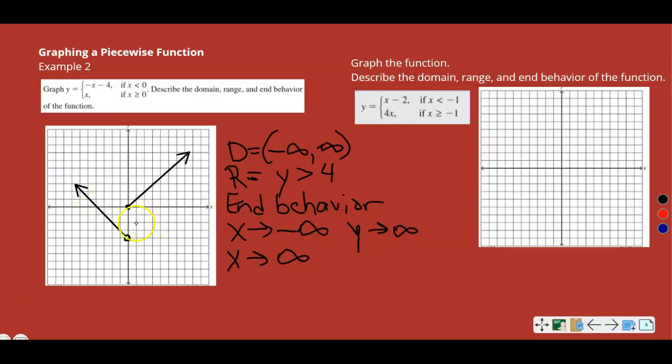And then what happens on the other side? So this says when x approaches infinity. So when x is going towards the positive side, you can see the arrows going up. Y's are also going up, which means it's approaching infinity, because those arrows mean it's continuous. It's not going to stop. All right, that's all for that one.